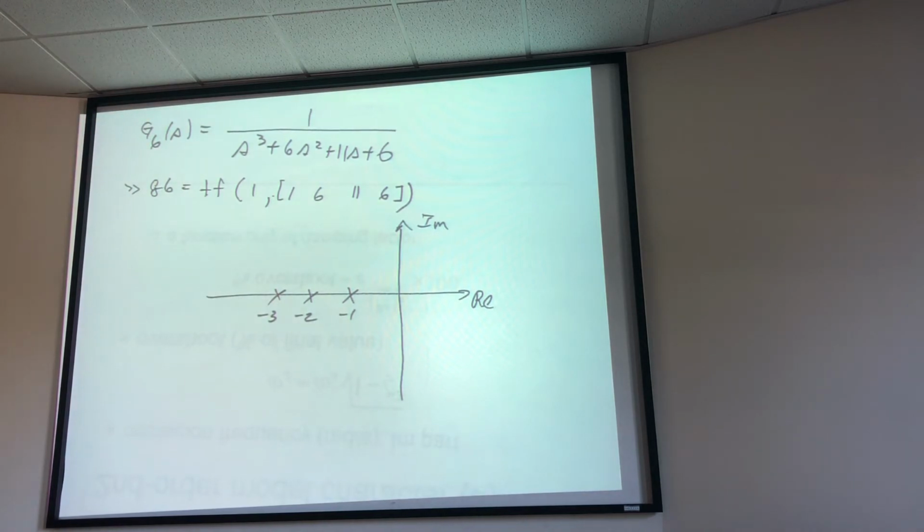Let's see. -3 and -2 is -5. -1 is -6. The relative degree here is 3. 3 poles, no zeros. 3 minus 0 is 3. So the relative degree is 3. So I have 3 things going off the page. -6 divided by 3 is -2.